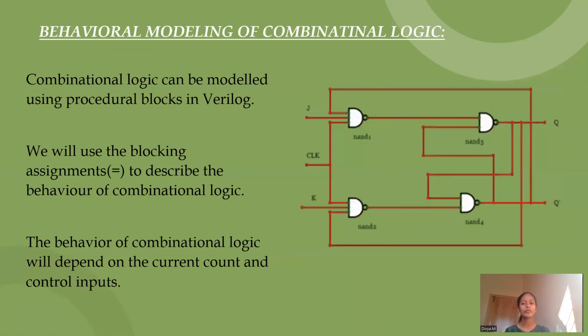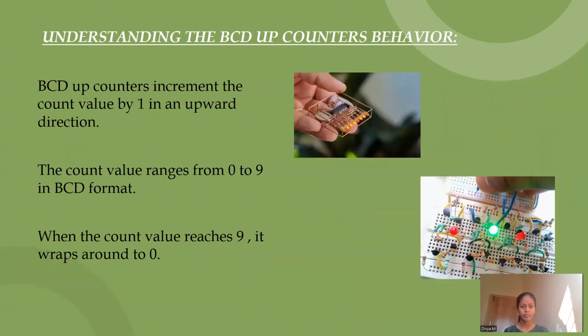Behavioral modeling of combinational logic. Combinational logic can be modeled using procedural blocks in Verilog. We will use blocking assignments, that is, the equal sign, to describe the behavior of combinational logic. The behavior of combinational logic will depend on the current count and control inputs.